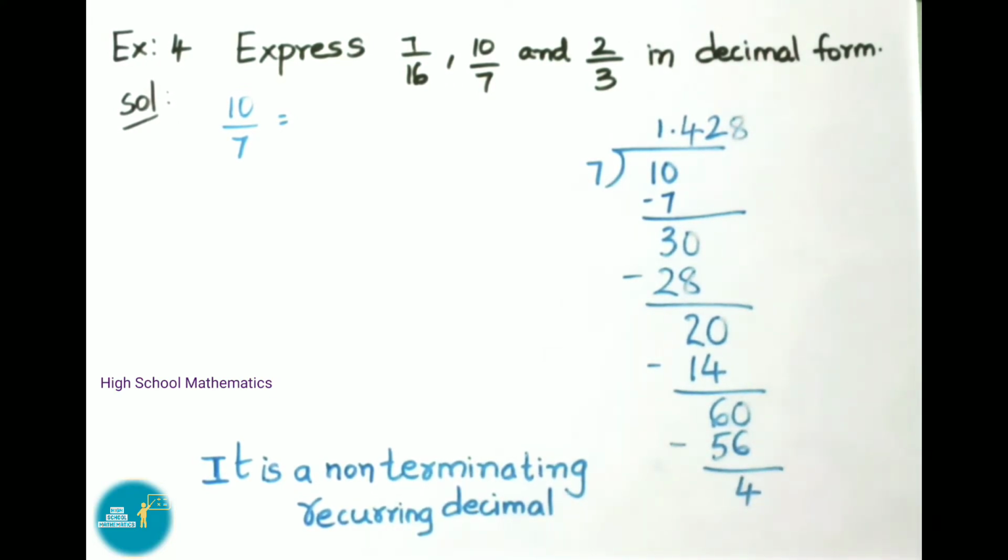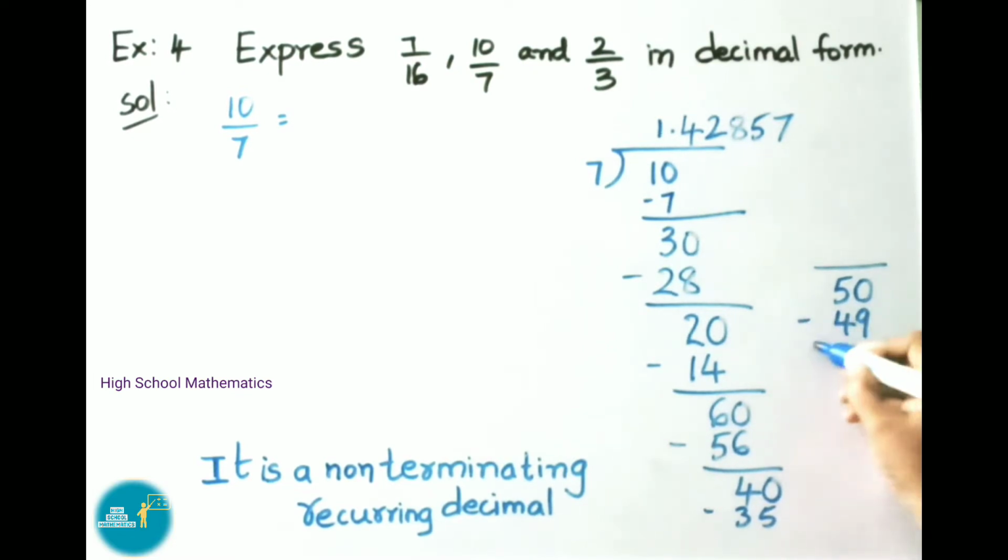Again this 4 is less than 7. Since decimal is there, add a 0. Now the number is 40. 7 fives are 35. So 40 minus 35, we get a remainder 5. Again 5 is less than 7, so decimal is there, we will add a 0 here. Now the number is 50. 7 sevens are 49. 50 minus 49, you will get a remainder 1.